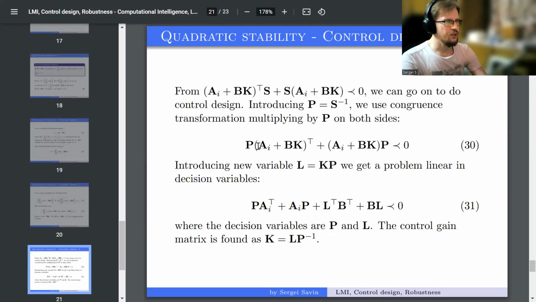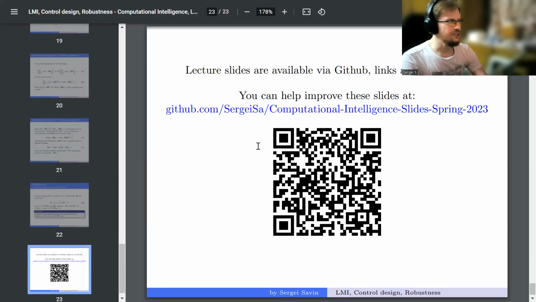If you want additional readings, I would recommend the document on arXiv, LMI properties in control and stability, and you can read Amato. He has a lot of very good textbooks.